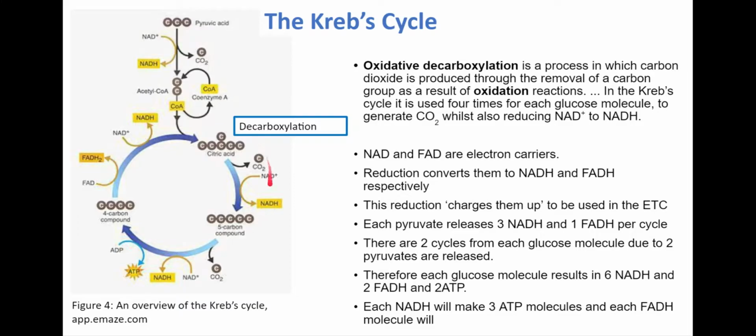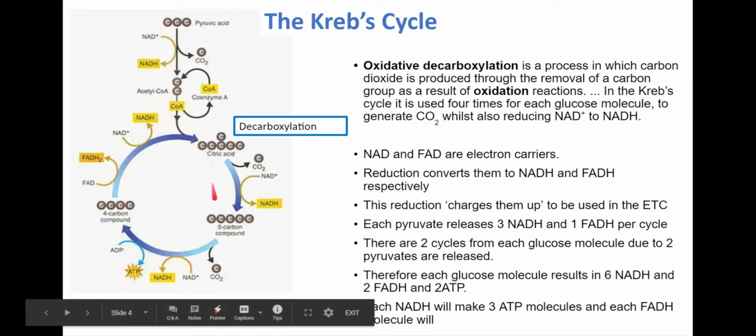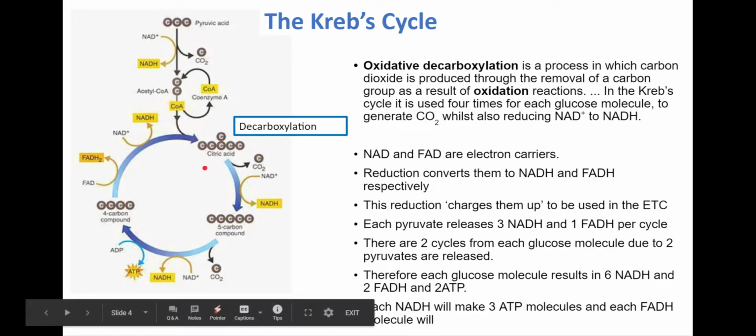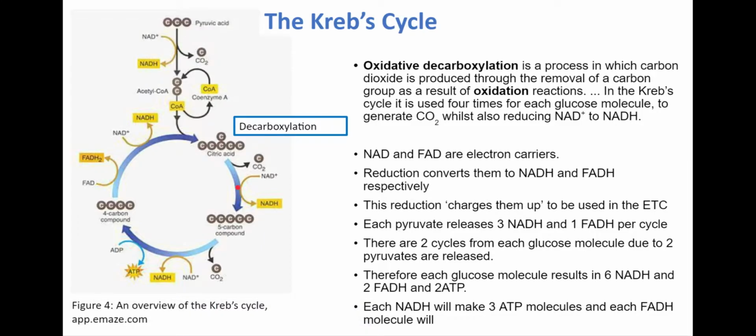This cycle goes around twice for each pyruvate. So this relates to the fact that each glucose makes 2 pyruvate. So for every glucose, this cycle goes around twice. You'll need to know that for when we are adding up the ATP molecules soon.